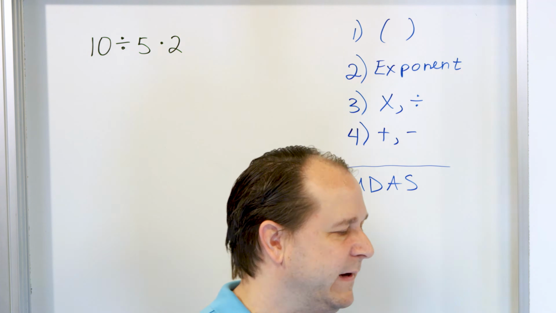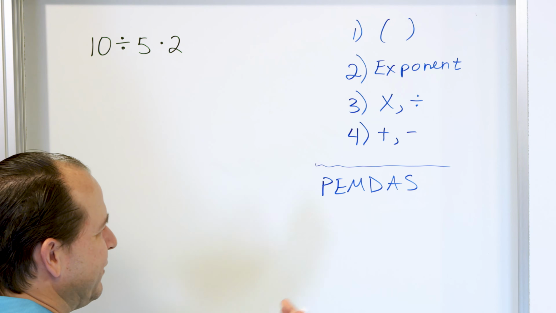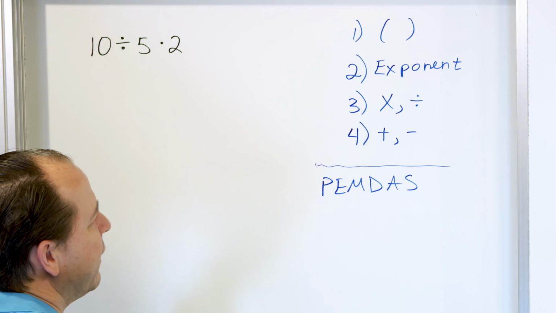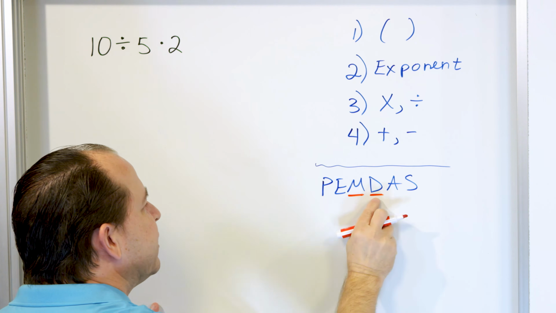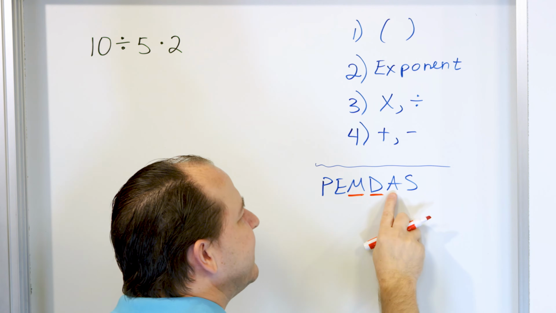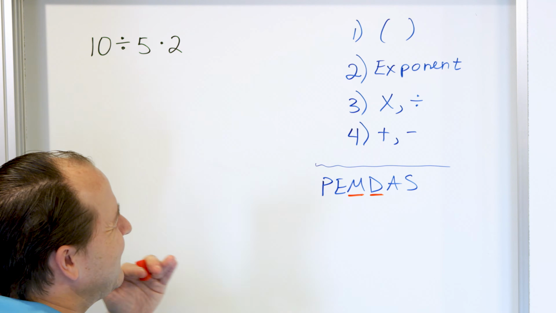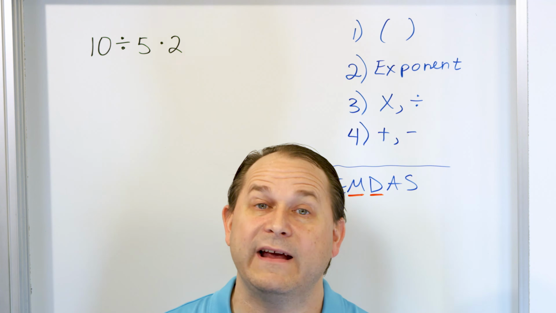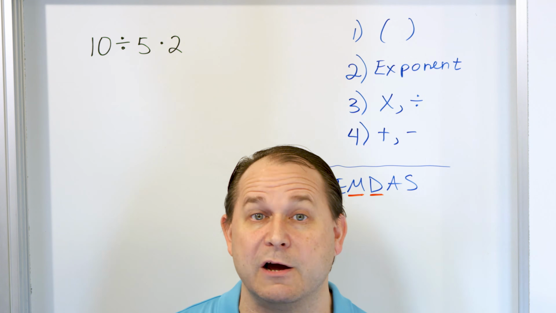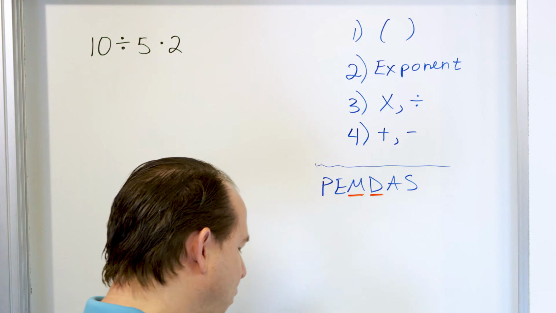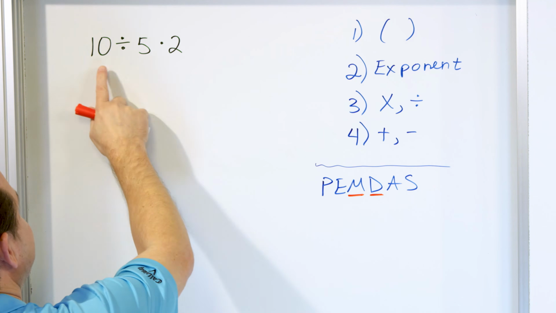The problem with it is that a lot of students, especially after they learn it maybe a year or 2 later, think that because the M is before the D, multiplication comes before division. And they also think addition comes before subtraction, but that is not true. I'm going to say that PEMDAS is not true. Multiplication does not come before division. Let's explore why. Let's take a look at our problem.